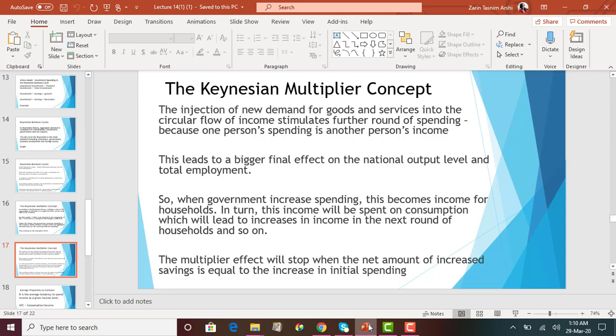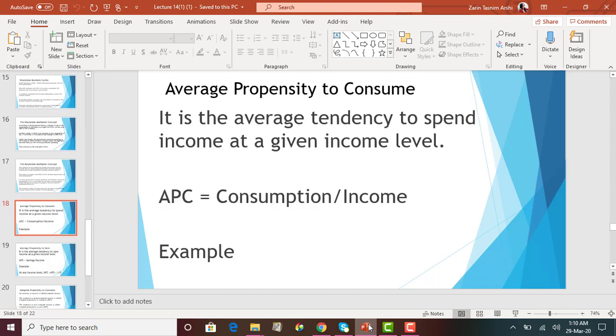Okay, and that's what we're going to look into right now. So the first concept we have to understand is called the average propensity to consume. What this means is, given you have an income, what is your average tendency to spend that income? That's average propensity to consume.